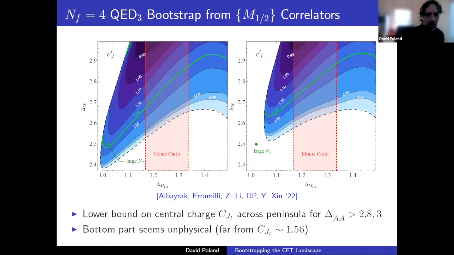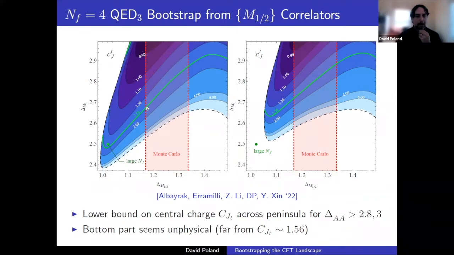To check whether that makes sense, we explored various things, but one of them is to compute bounds on the central charge of the topological current. This is the coefficient appearing in the 2-point function of the topological current. And so we computed lower bounds everywhere on this peninsula. So this is showing some contour plots of those lower bounds. At large N, you can calculate this central charge to be 1.56. And that's what's shown in this green highlighted curve.